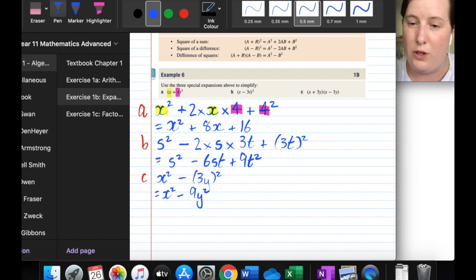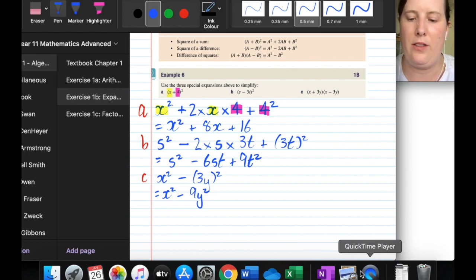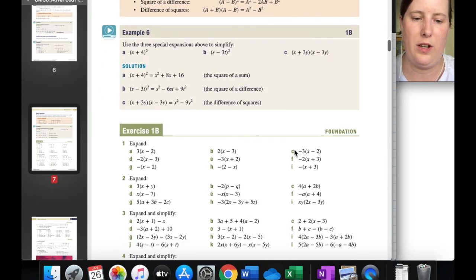Again, with all of these, you could have written x times x plus x times negative 3y plus positive 3y times x plus positive 3y times negative 3y. The x times negative 3y and the positive 3y times x, they cancel out because you've got minus something plus the exact same thing. So this is actually the quicker way. Get used to these. Now, let's have a look at the questions you'll be expected to solve.